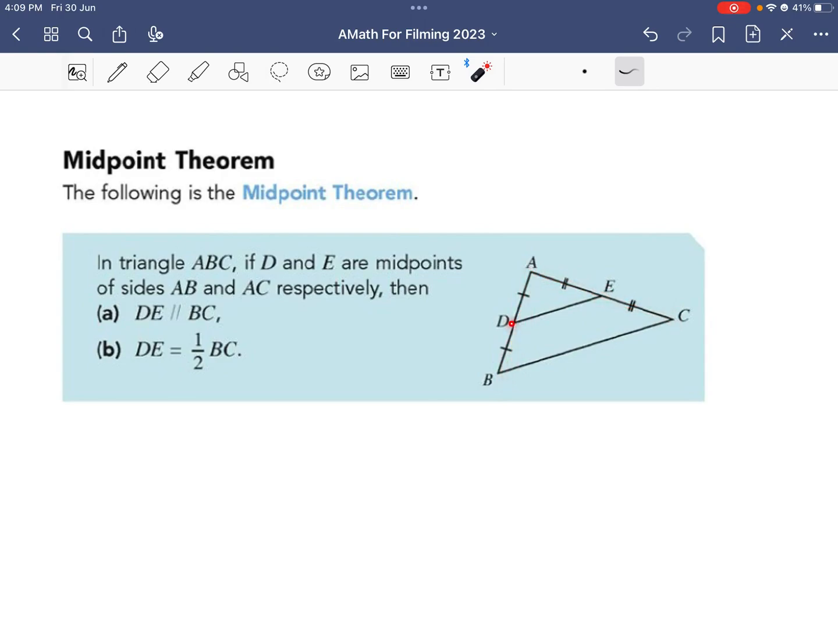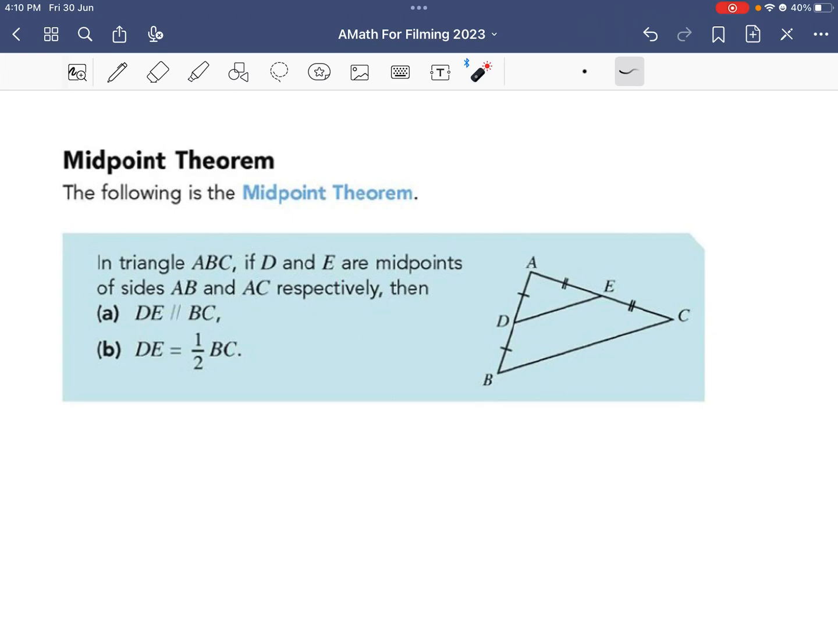Okay, if for the two lines, D is the midpoint of AB, E is the midpoint of AC, then by the midpoint theorem, DE and BC are parallel. And also if D and E are the midpoints, DE will be half the length of BC. So this is a given.